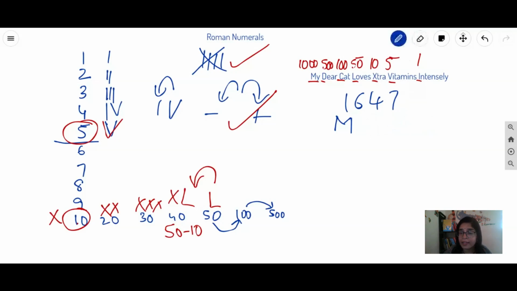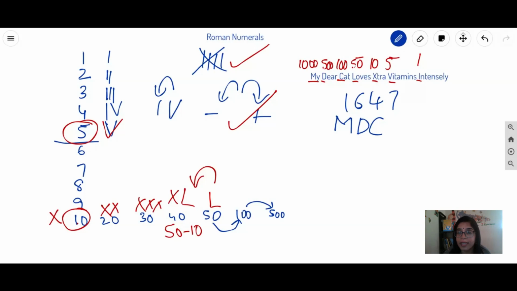So, do we have any other turning point number? Of course, the 500 is there. That means D is a 500, but our number is 600. We need one more added number, right? Added 100. So this is a 500, but I want one more extra, which means I have to add 100. So I have to write a C here. If I write it to the right side, it's an addition. So DC, 600 is done.